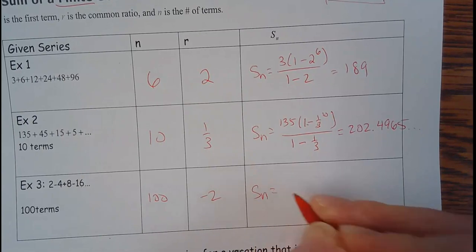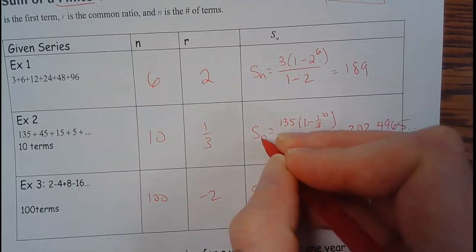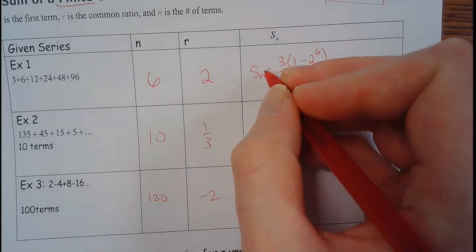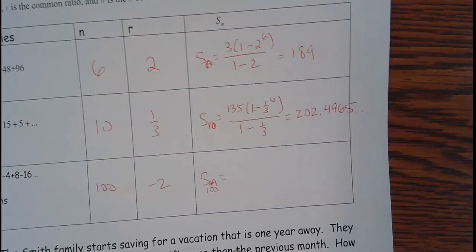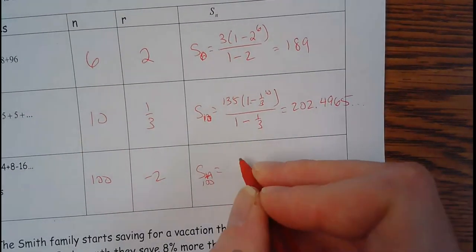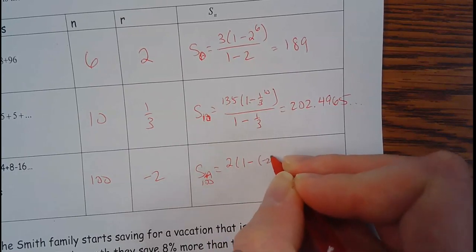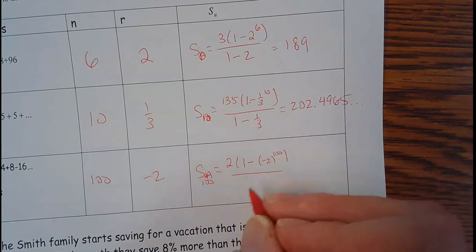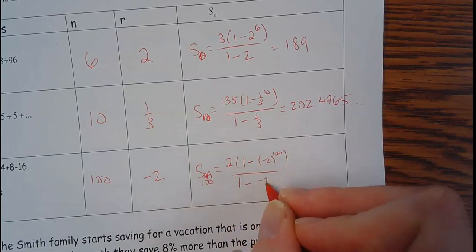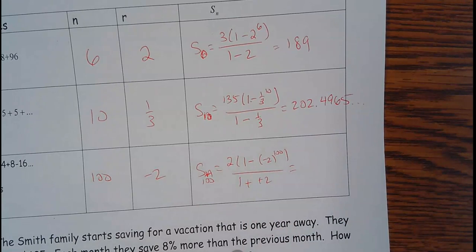So the sum of these 100 numbers, I really should be putting 100 in here. I'm sorry, this should be a 100, and this should be a 2. So the sum of the first 100 terms, if we're being exact: the first number was 2, times 1 minus -2 to the 100th power, and then 1 minus -2. That's actually going to be a plus. Okay, so put that in the calculator. Take a lot of parentheses here.